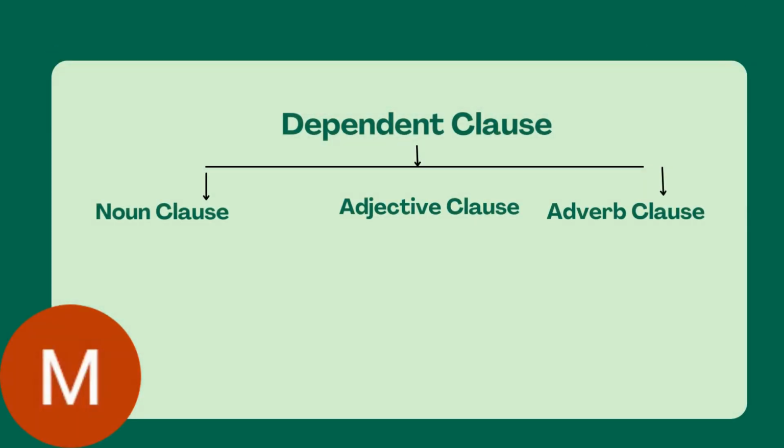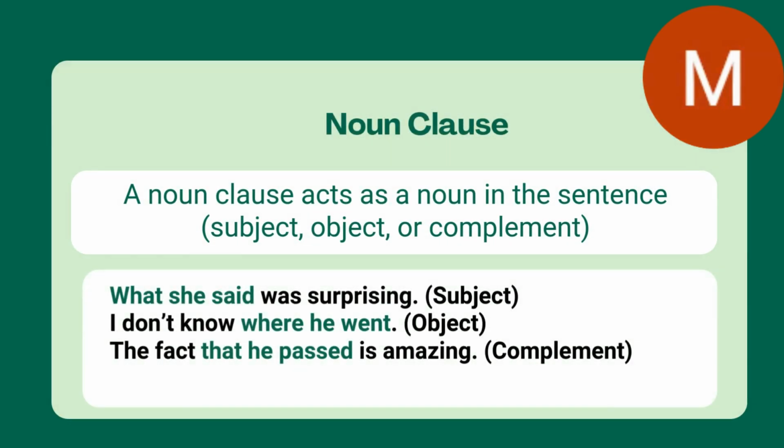Dependent clauses are further divided into three main types. The first one is a noun clause, the second is adjective clause, which is also called a relative clause, and the third one is adverb clause. Let's look at each one in detail. The first type of dependent clause is noun clause. As the name suggests, a noun clause acts as a noun in the sentence. It can act as a subject, object, or a complement.